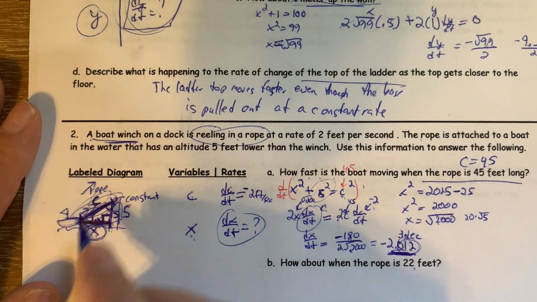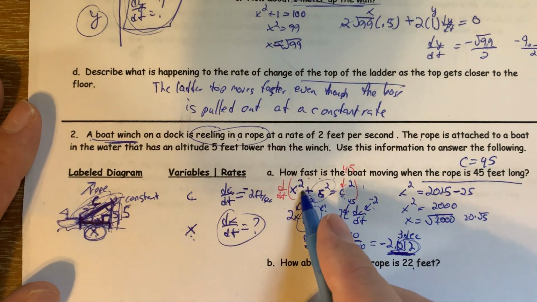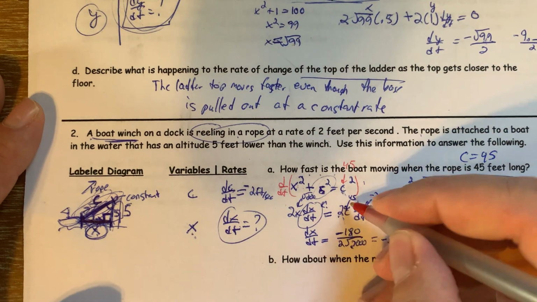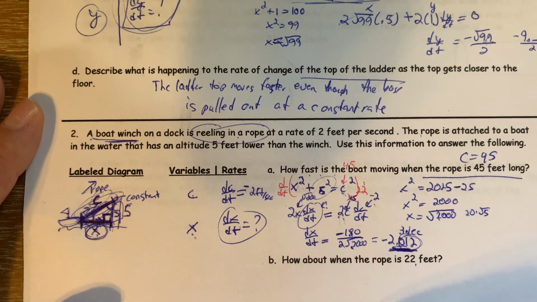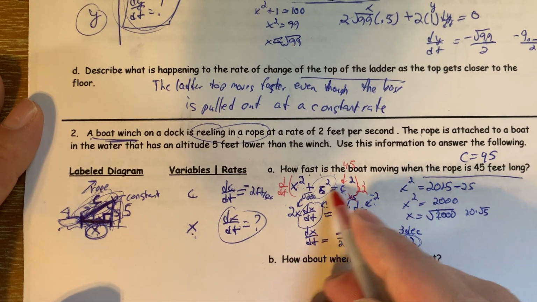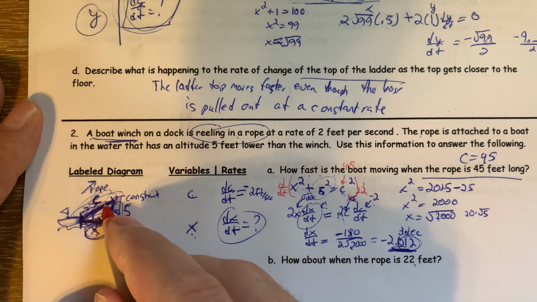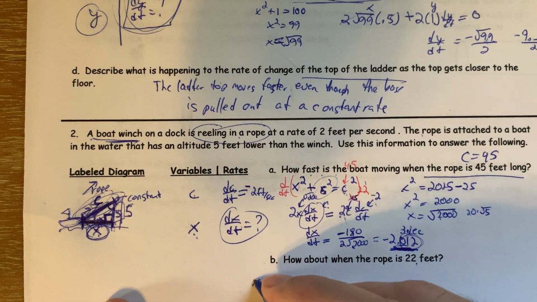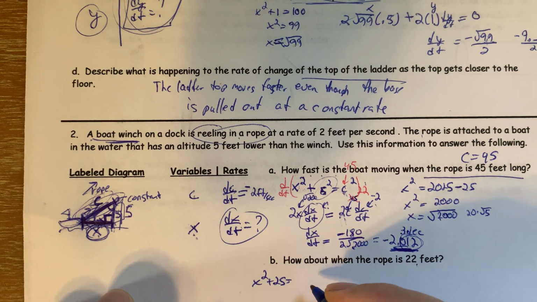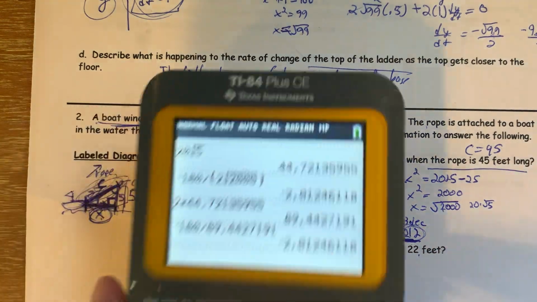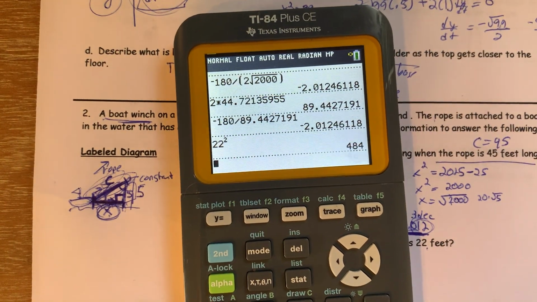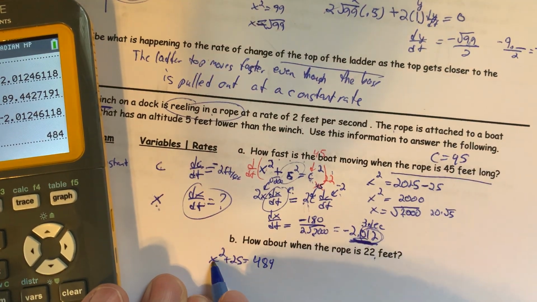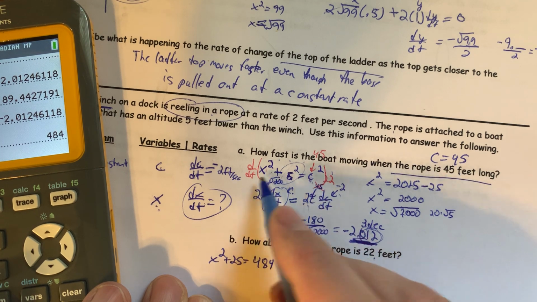Okay, so how about when the rope is 22 feet long instead? Well, all of this is still the same. This derivative is still the same. The only difference is now we're going to be plugging in 22 here instead of 45. And if C is 22, then X will change also. So at the place where this is 22, the X will be shorter also. So let's see what that is. X squared plus 25 equals, what is 22 squared? 484, good. So I'm plugging in 22 here to find what X is.